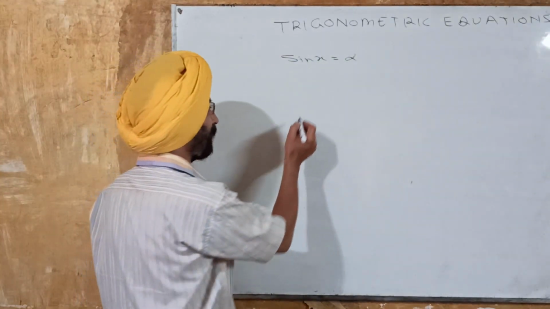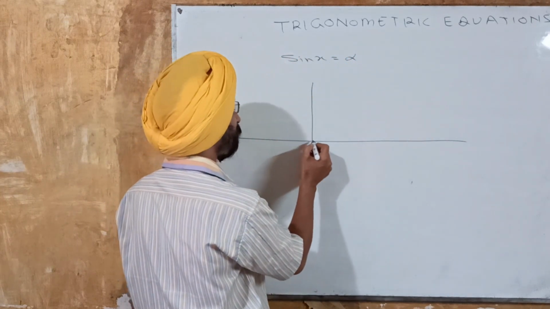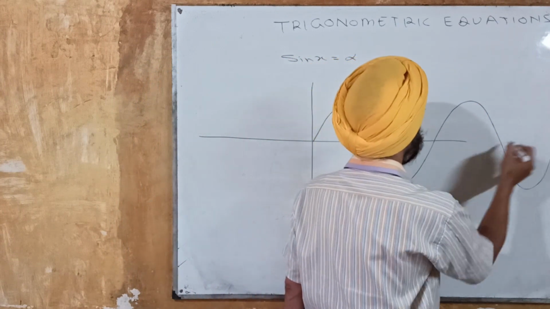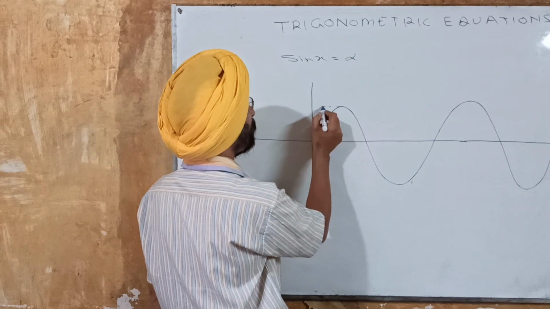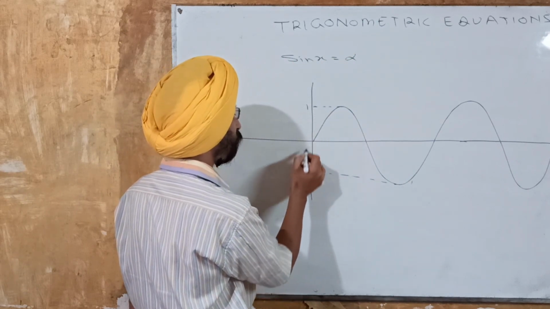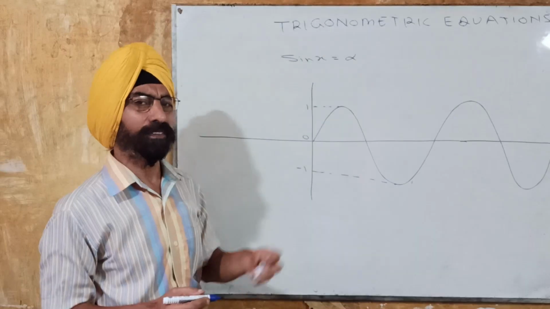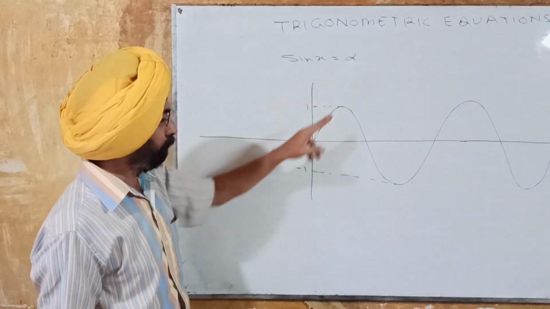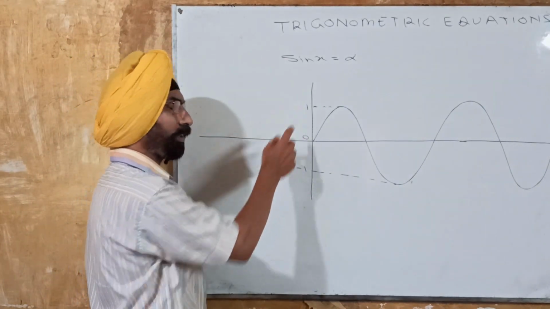You see the graph of the function sin x. The graph of the function sin x will be something like this. Here the maximum value of sin x is 1, the minimum value is -1, 0 and so on. So when sin x is equal to alpha, one thing is very clear: alpha must lie between -1 and 1. So alpha may be anywhere between -1 and 1.